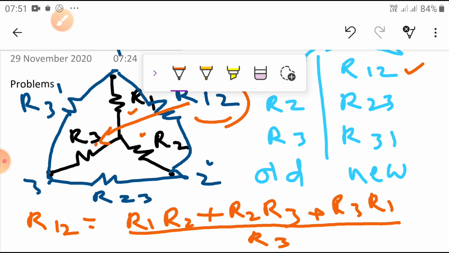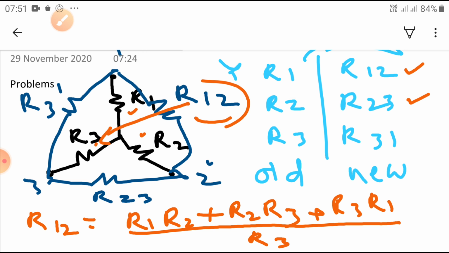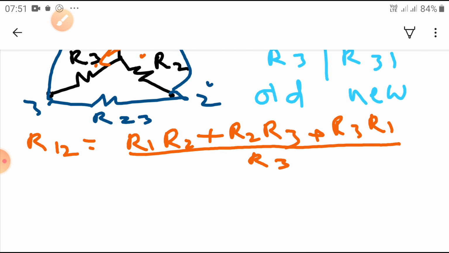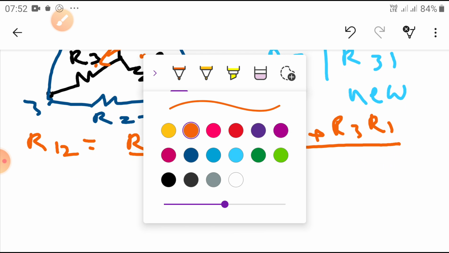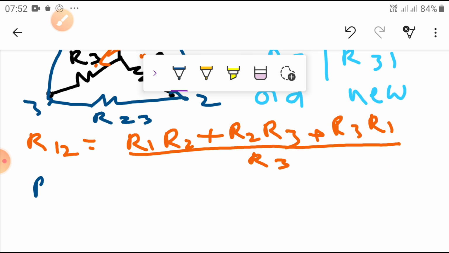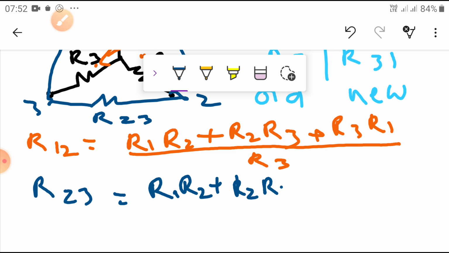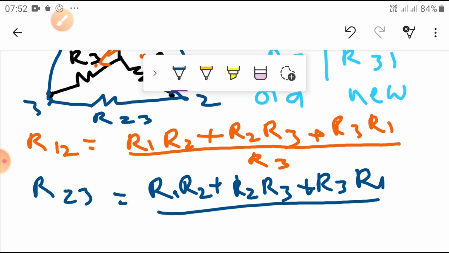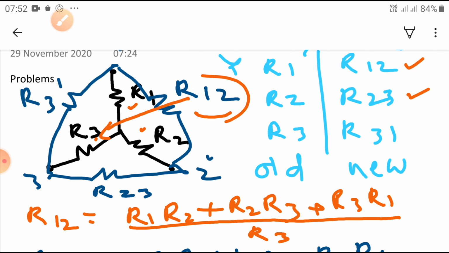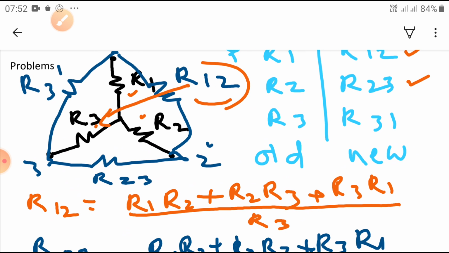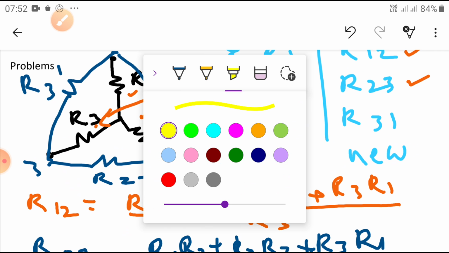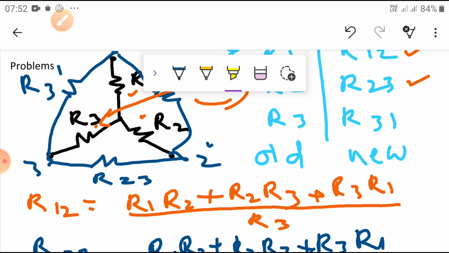Okay, now I want to write R23. Then what are you going to draw? Simply, the numerator is the same, only the denominator will change. So now R23 is equal to the numerator R1 R2 plus R2 R3 plus R3 R1 divided by R1. Where is R23? R23 is this one, and now R23 is this value.